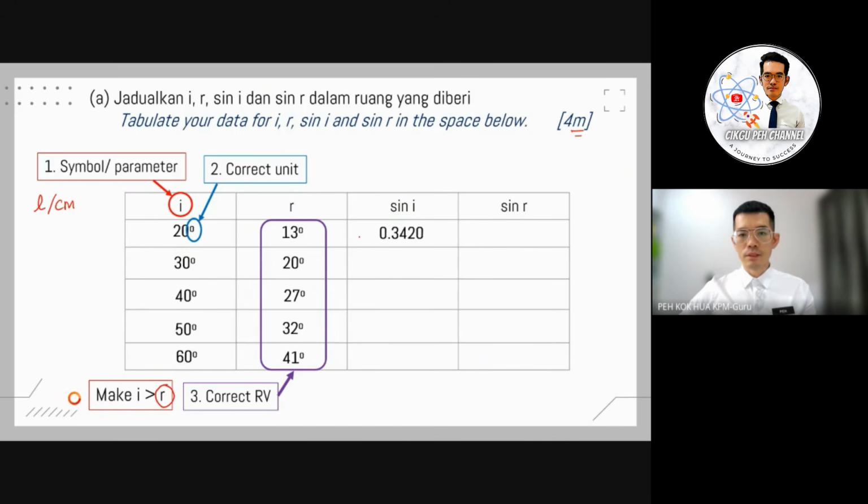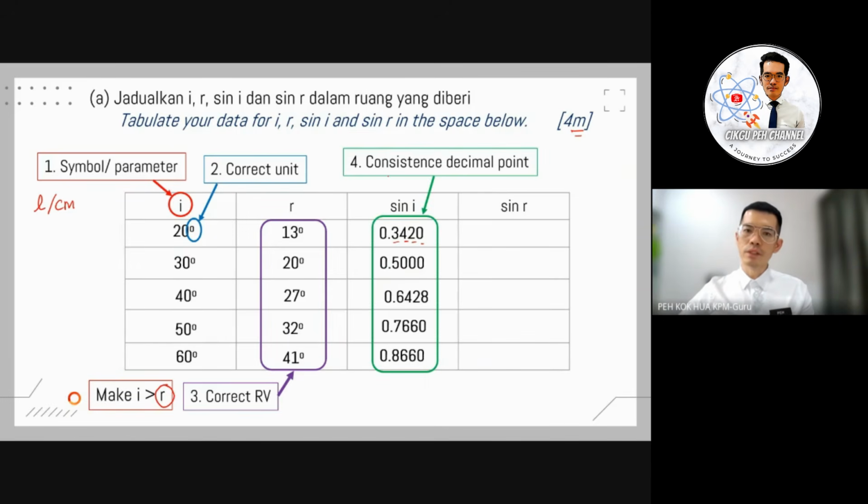And then the next step is to calculate sin I, using your calculator. So you get the value of sin 20, and you will get this value. And normally the value for sin will be in 4 decimal places. So we just follow. This will be the other readings. So you press sin 30, you get 0.5000. So here you must give a consistent decimal point.